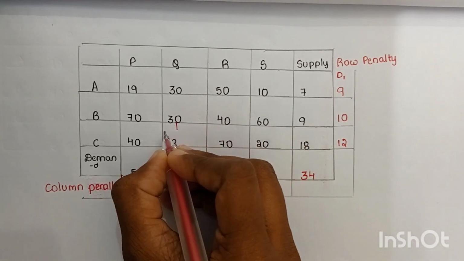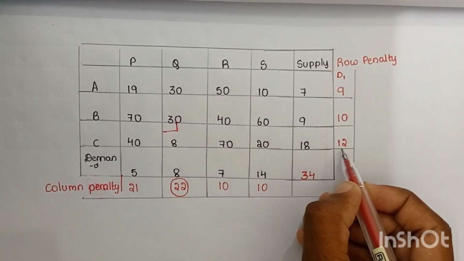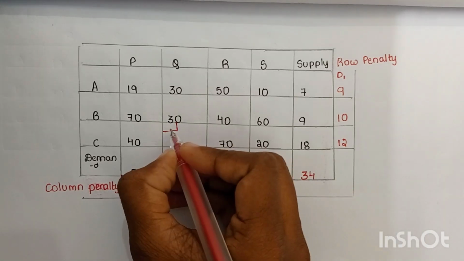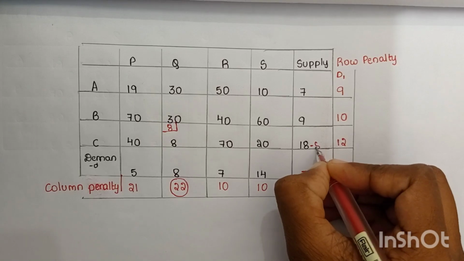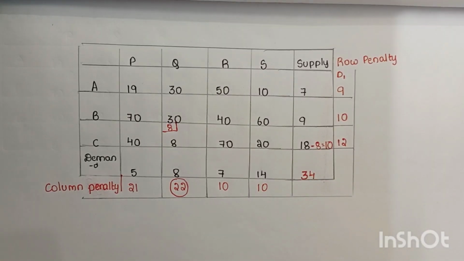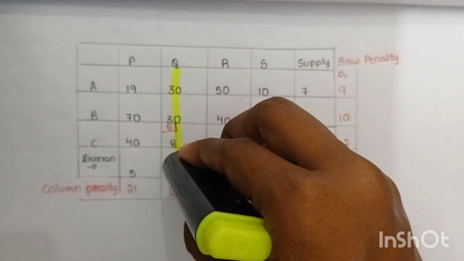Okay. So we have to see the demand. The demand is 8 and the supply is 18. So the least number is 8, so I am allocating that 8. 18 minus 8 is 10. Okay, I have allocated everything in this column, so I will deduct this column.